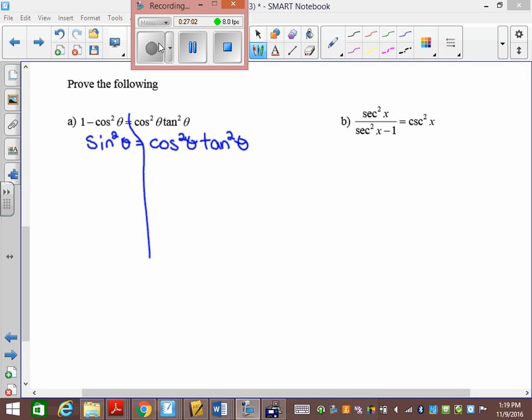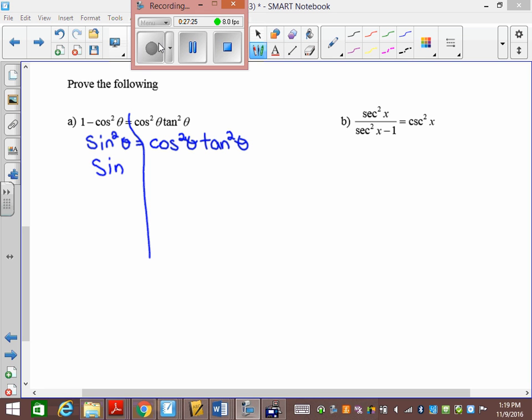Okay, we've been halted. What's the only thing I can do? Sine is sine, cos is cos. I could maybe change some sines and coses, but that probably doesn't sound good. What can I do with the tan squared theta? What is tan? Sine over cos. I see a good thing there.